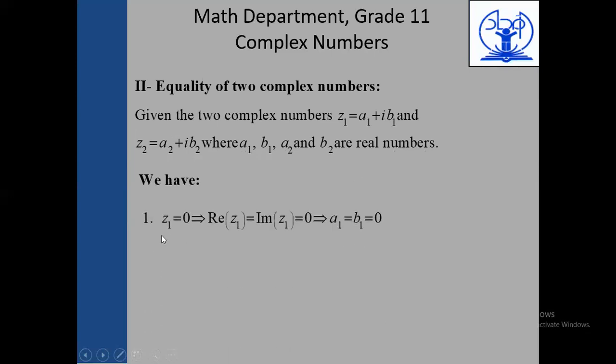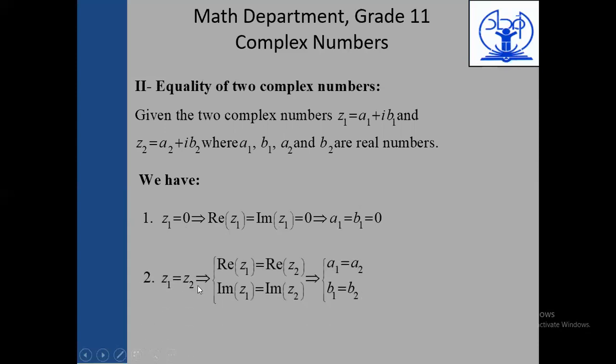First, we say that a complex number is equal to the zero complex number. So these two complex numbers are equal, but this is a special case where the other complex number is 0. So a complex number is said to be the zero complex number if and only if its real part and the imaginary part are both zeros. So a1 equals b1 equals 0.